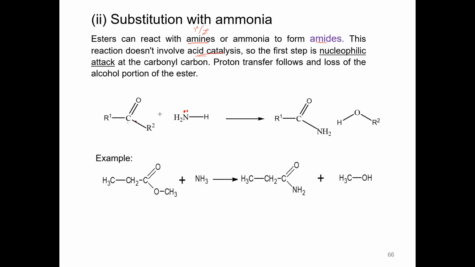Oh, I missed the O here. It should be COR: C bonded to O, then bonded to R. The O is left here. Okay, so this is the product, NH2, and the other side will produce an alcohol.